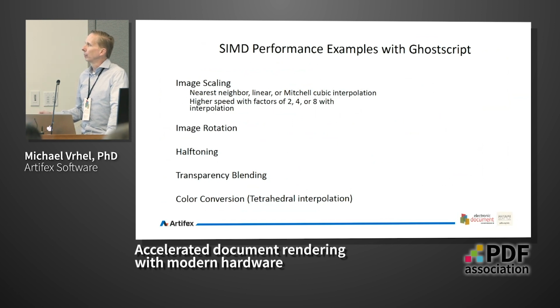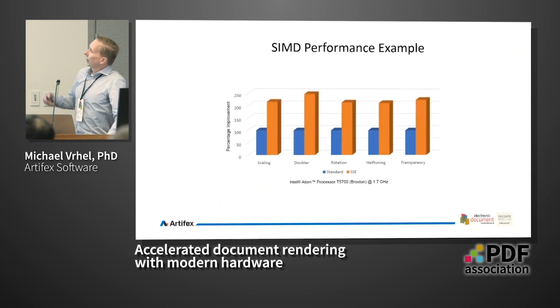halftoning, mainly matrix thresholding halftoning. Transparency blending, which as I mentioned earlier is a very expensive operation. And then color conversion, in particular doing tetrahedral interpolation in color. So I look at what kind of improvement I get over standard C implementations. These are all scaled so that the standard C implementation is shown in blue here, and this is percentage improvement.